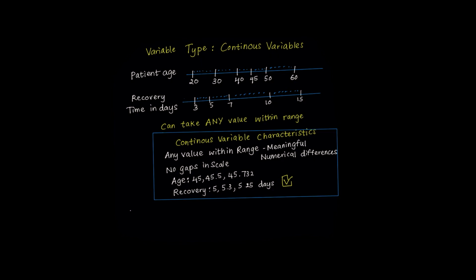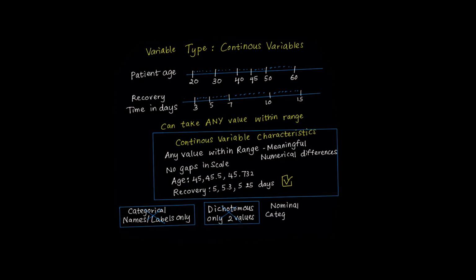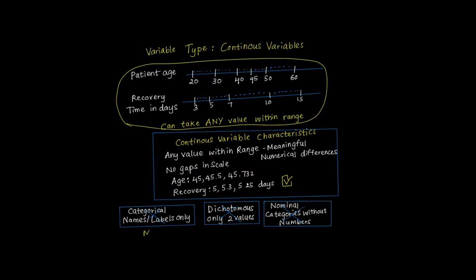This is fundamentally different from categorical variables, which use names or labels as values without numerical meaning, like types of surgery or insurance categories. Dichotomous variables only have two possible states, like yes or no, alive or dead, which doesn't describe age or recovery time that can have many values. Nominal variables represent categories or names without any numerical meaning or order, completely unlike the measurable age and recovery time in this scenario. Understanding whether variables are continuous, categorical, ordinal, or nominal determines which statistical analyses are appropriate.